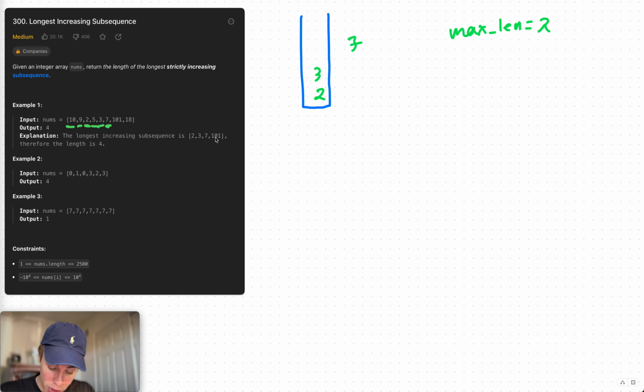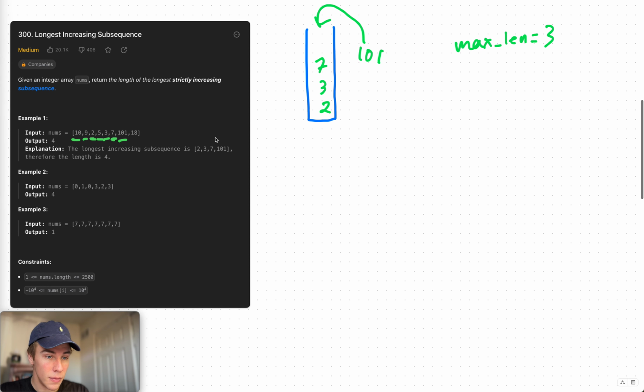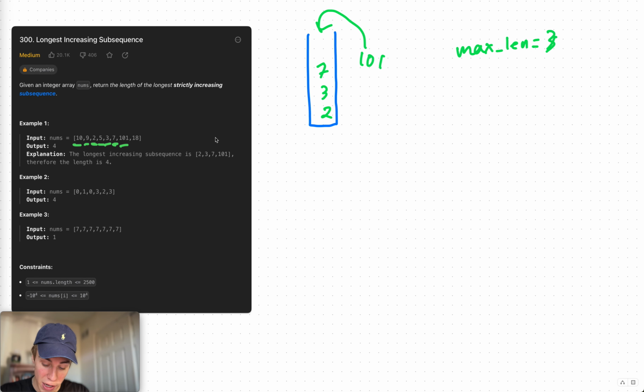We now also increase the max length. Now it's 3 because 7 is being dropped in there: 2, 3, 7. And then, wow, 101. We drop it in there. It doesn't replace anything, so we get our answer actually. We get our answer, 101 goes in here. We're set. Max length is equal to 101, and it seems like everything is working.